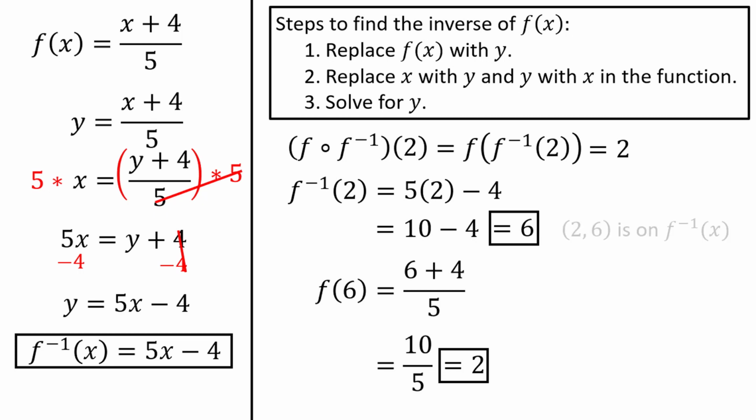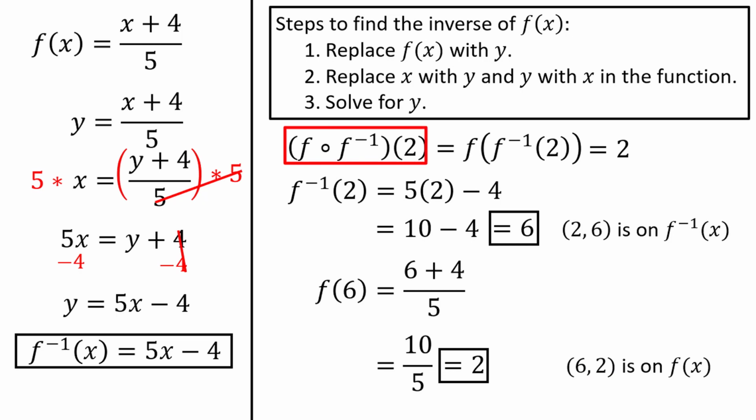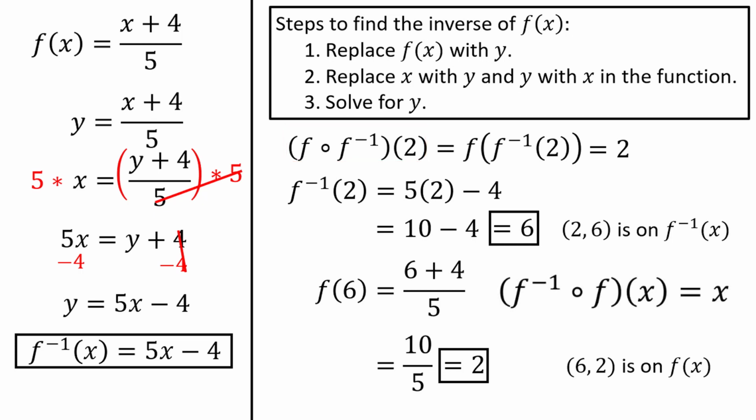Hopefully you are able to see what's happening. The point (2, 6) is on the inverse, and the point (6, 2) is on the original function. If you plug 2 into the inverse, you will get out 6. And then if you plug 6 into the original function, you will get back 2. So whatever the inverse does, the original function will just undo it. So whenever you have f of f negative 1 of x, the answer should be the input, which is just your x value. This also works in reverse. So if you have f negative 1 of f of x, that should also equal x.